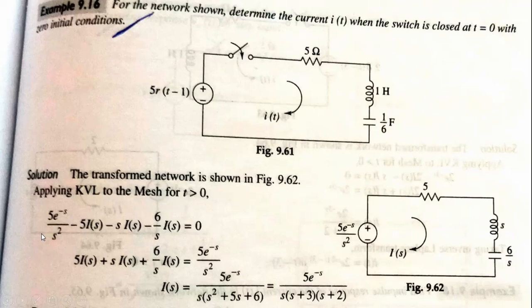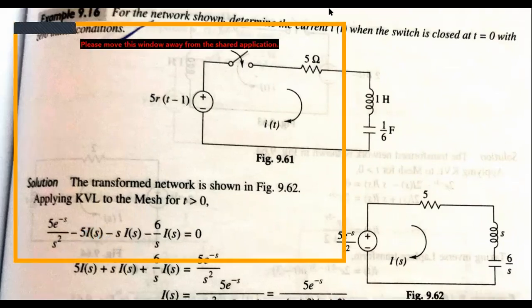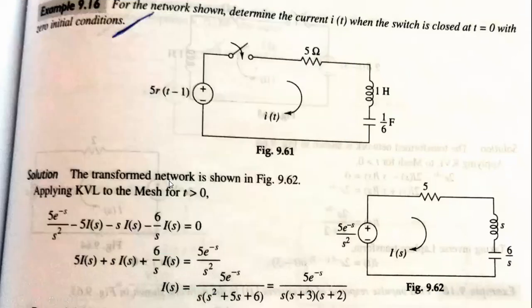So voltage source V minus IR is equal to 0. Here V minus IR is equal to 0. So V minus IR, minus I of L, minus I of C, because we are writing the equation for the R, L and the C. So here this equation: 5 e raised to the power minus s, minus 5 for the resistor I of s, minus s into I of s, and minus 6 of I of s is equal to 0.